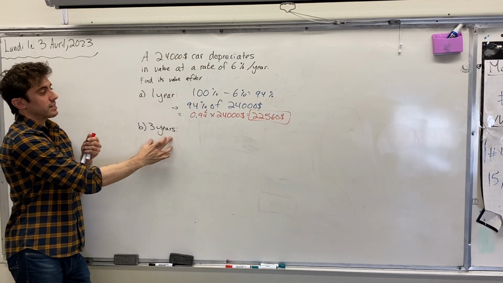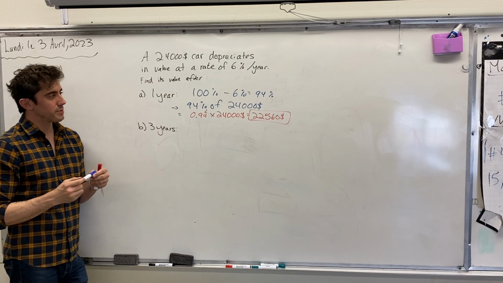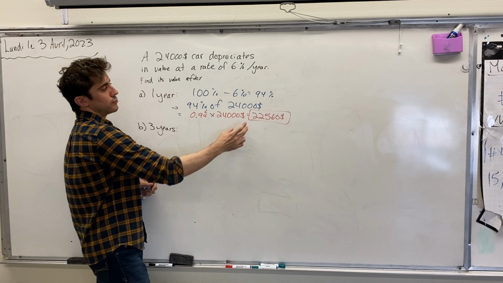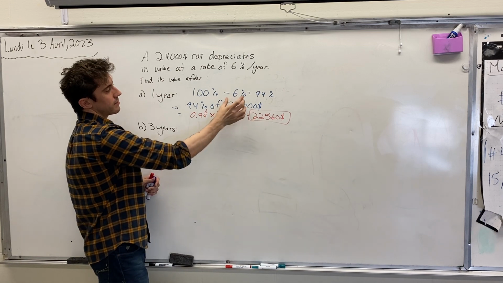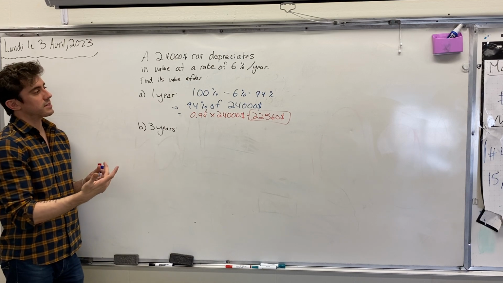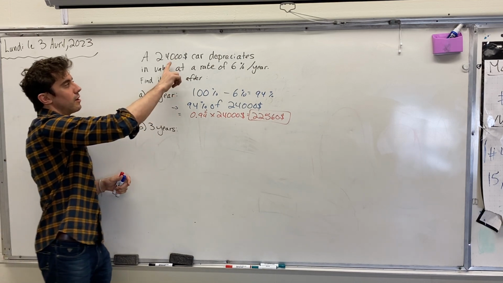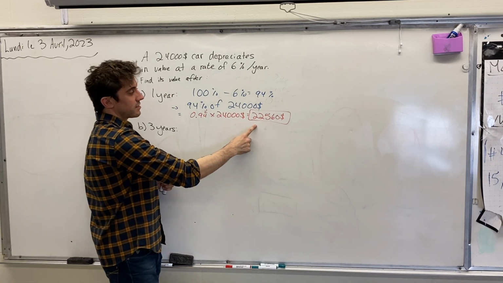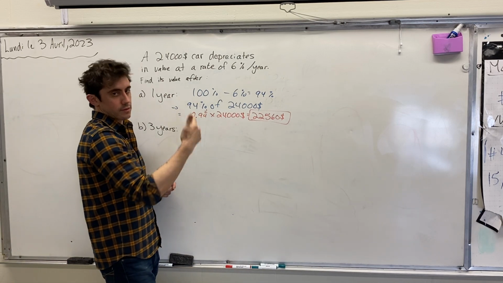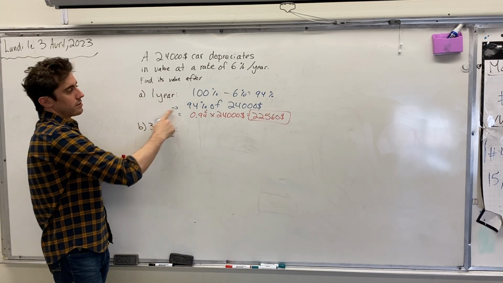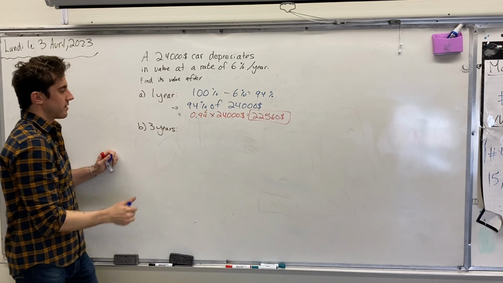Now with part B, after 3 years, we have to be a little bit more careful because we can't simply think of subtracting 6% 3 times, because it's not going to be 6% of the original value 3 times. It's going to go down by 6% of the previous year's value 3 times. And so if we were to find it after 1 year, we get 22,560.